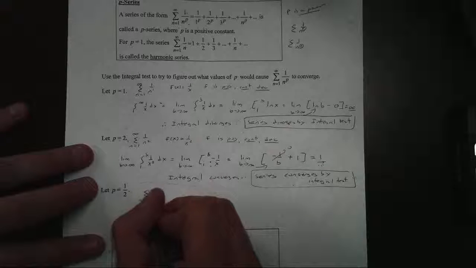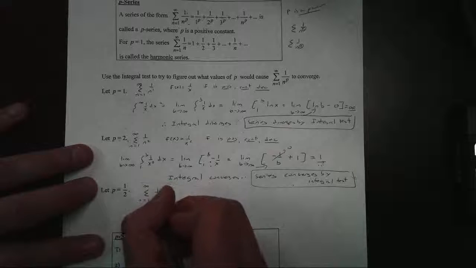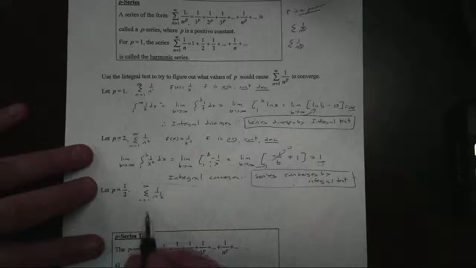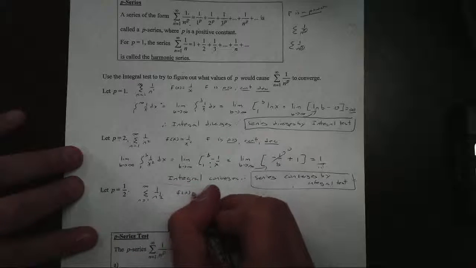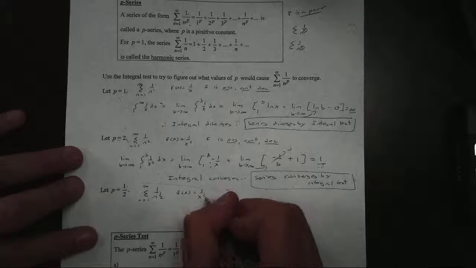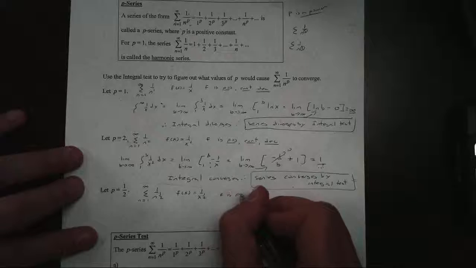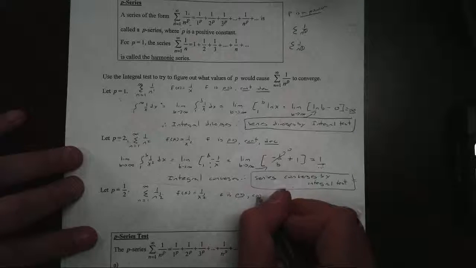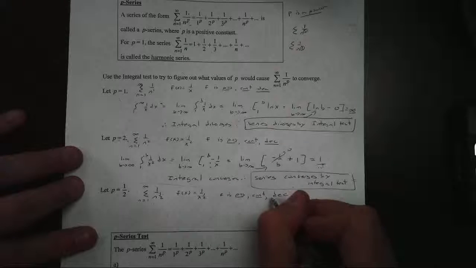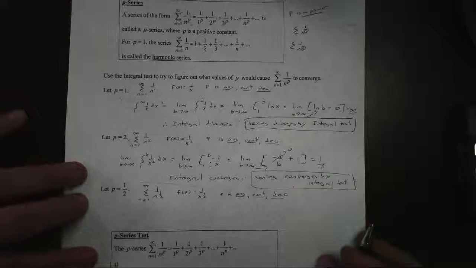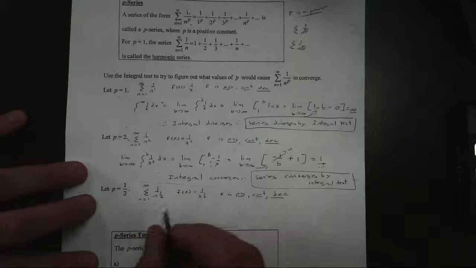Again, I write it out. N equals 1 to infinity, 1 over n to the 1/2. Again, the nth term test will fail here, so I have to use the integral test. Let f of x equal 1 over x to the 1/2. f is positive, continuous, and decreasing for x greater than 1. So I'm going to use my integral test here.